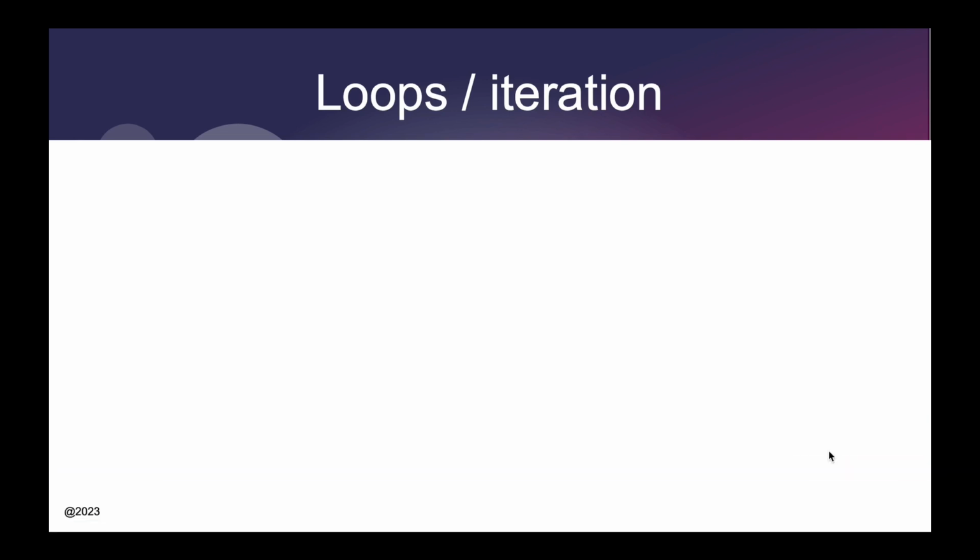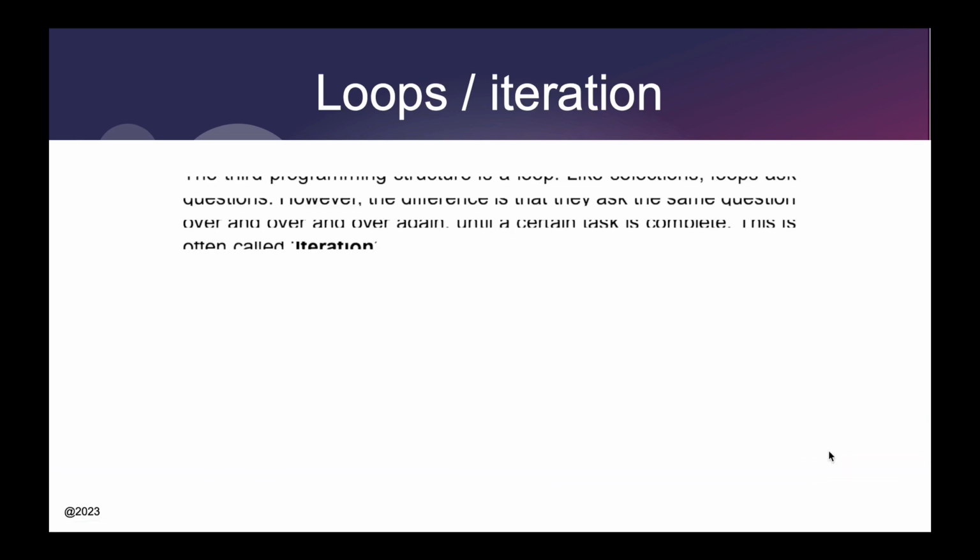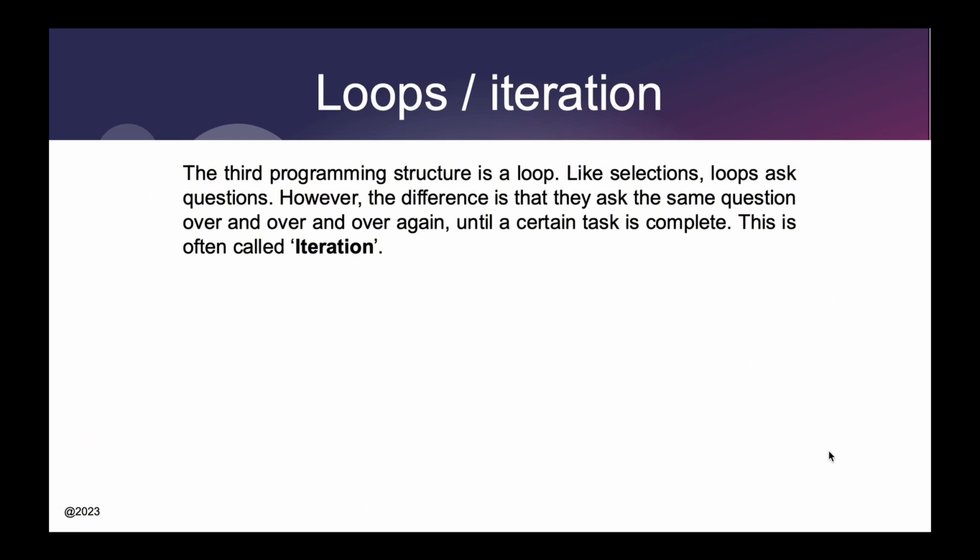Loops or iteration. The third programming structure is a loop. Like selections, loops ask questions. However, the difference is that they ask the same question over and over and over again until a certain task is complete. This is often called iteration.